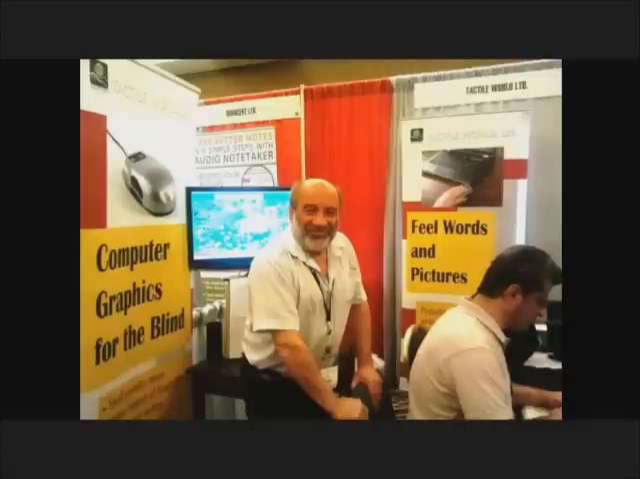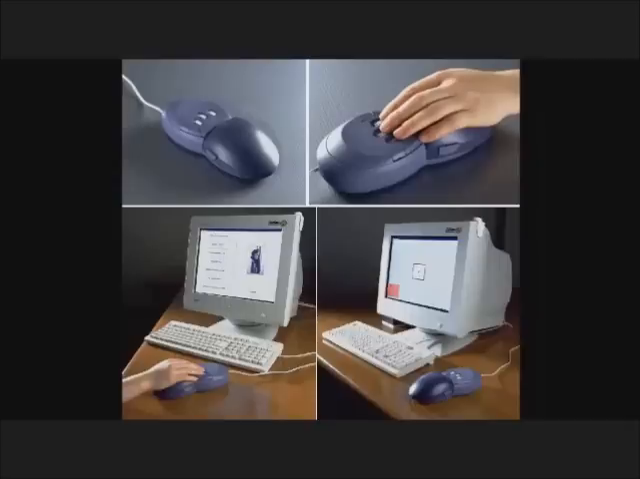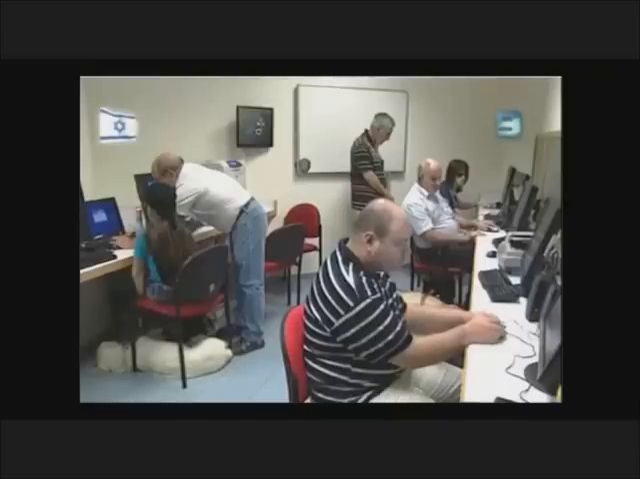Recently, I invented and developed a unique access system for the blind based on a tactile computer mouse. Fortunately, I personally have only minor problems with my vision, but I have worked extensively with the visually impaired, both the blind and the seriously disabled, in order to assist them in using a computer.